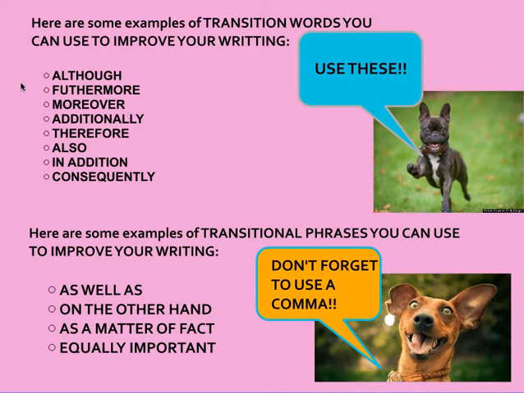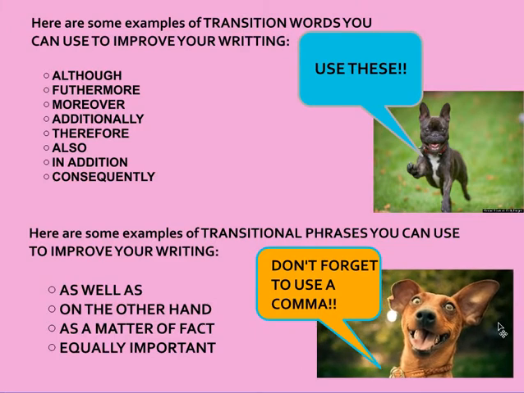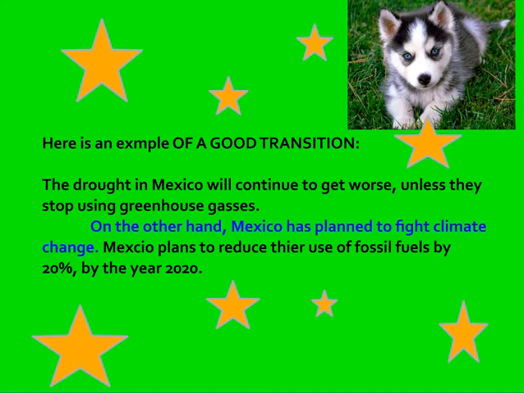So we have although, furthermore, moreover, also, and in addition, and for phrases as well as, on the other hand, as a matter of fact, and equally important. And don't ever forget to use your comma. All right, so I have 2 examples here, one on this page and one on the next, of some really good transitions. So if you wanted to, you could use these transitions in your own writing to make it better.